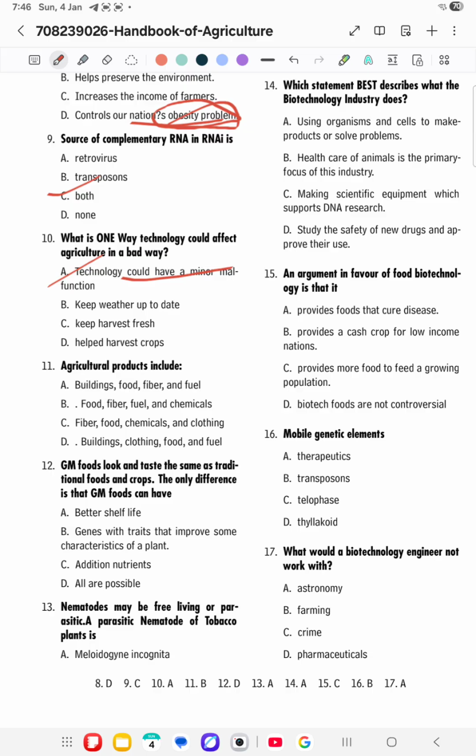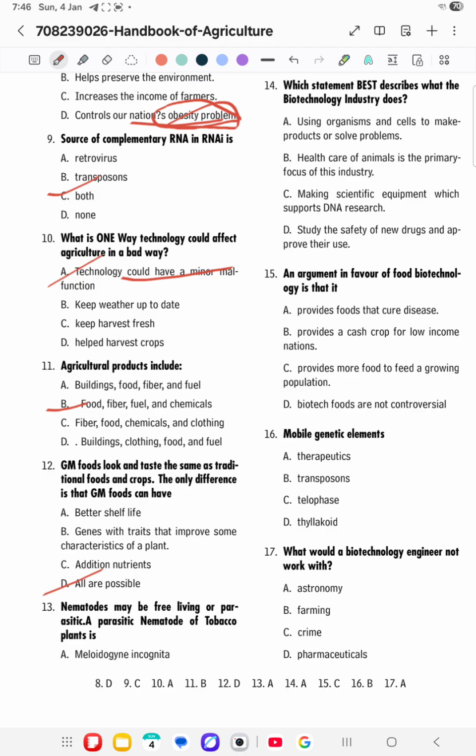Agriculture products include food, fiber, fuel, and chemicals. B. Yes. Genetically modified foods look and taste the same as traditional foods and crops. The only difference is GM foods can have better shelf life, genes with traits that improve some characteristics, plants with additional nutrients. All of the above are possible. It can be D.